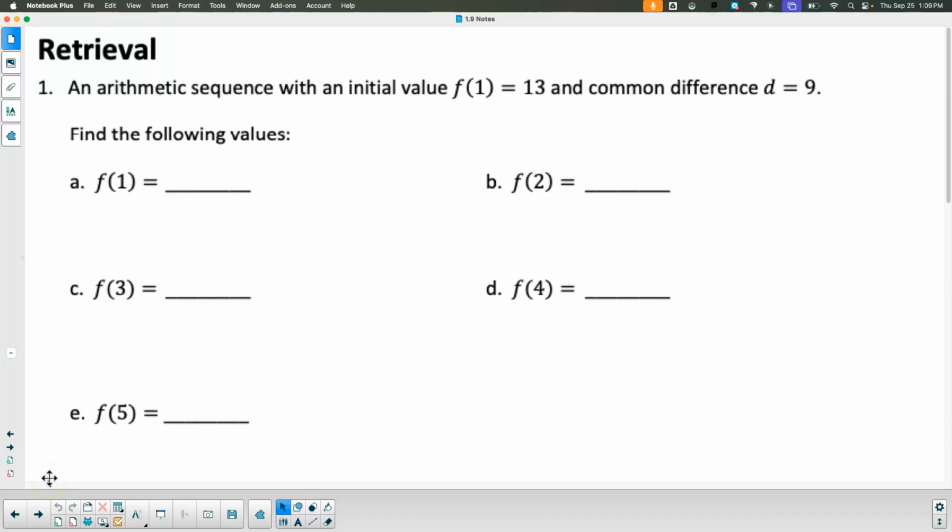So if it's arithmetic, and my first term is 13, with a common difference of 9, my second term would be 22. I'd add 9. My third term would be 31. I'd add 9. My fourth term would be 40. I'd add 9. And my fifth term would be 49. I'd add 9 every single time.